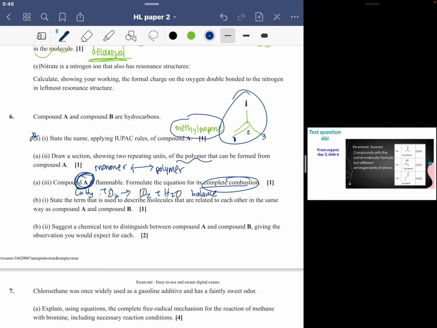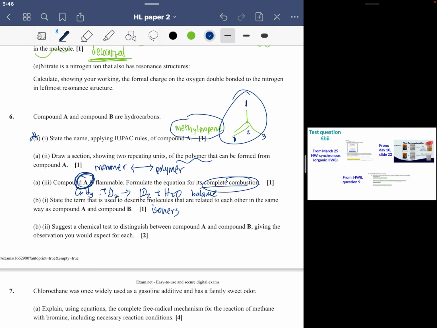B1, I should say, these were isomers because they had the same molecular formula. And the chemical test, I was surprised this wasn't better answered because we saw this chemical test in class. We haven't seen very many chemical tests. One person I thought was very creative and said maybe you could boil them and they would have different boiling points. That's true, but that would be a physical test.